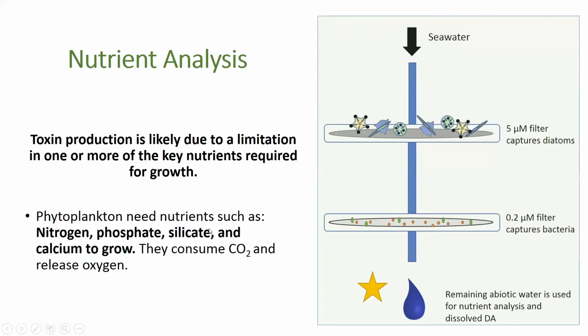And why are we looking at nutrients? Well, we hypothesize that toxin production could be due to a limitation in key nutrients that are required for growth. And so phytoplankton need nutrients like most species of phytoplankton for sure need nitrogen, phosphate, silicate, calcium. They consume carbon dioxide, they release oxygen. So we know that these nutrients are going to be important.